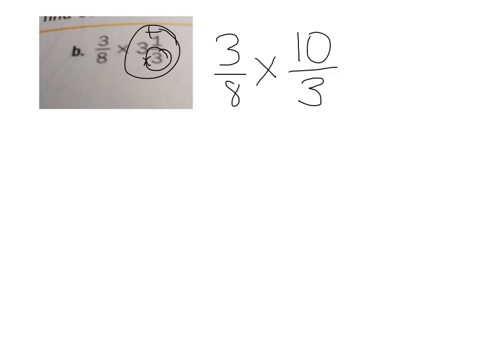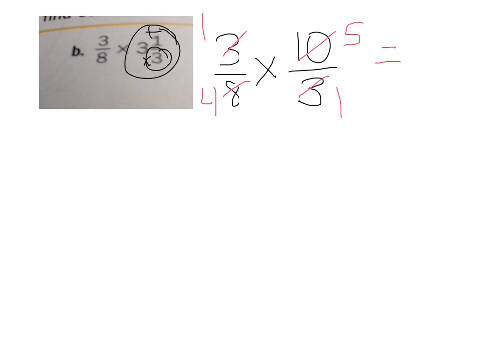And I'm multiplying those. Now I want to look to see if I can simplify before I multiply. You can simplify before or after. Well, I know I can simplify the 3's. 3 can go into 3 one time for both of those. Now looking at this, 10 and 8, I can actually simplify those. What can go into both 10 and 8? Well, 2 can go into both 10 and 8. So 8 divided by 2 is 4, and 10 divided by 2 is 5.